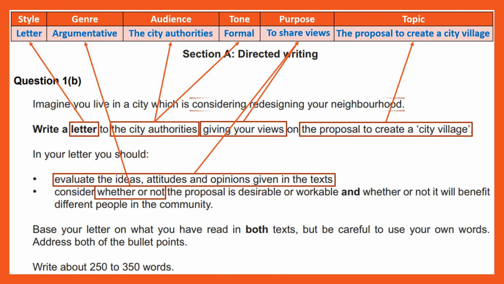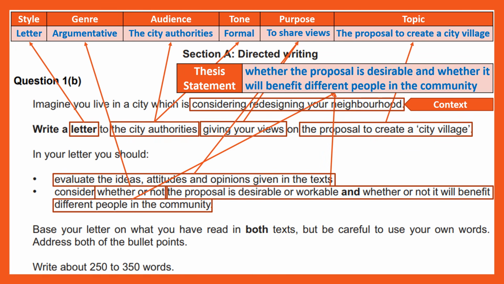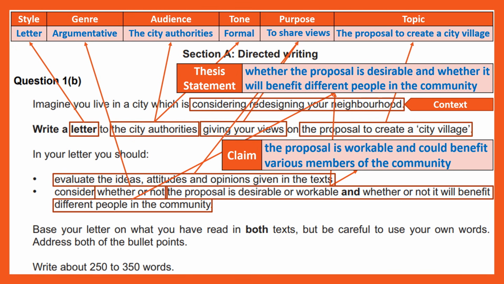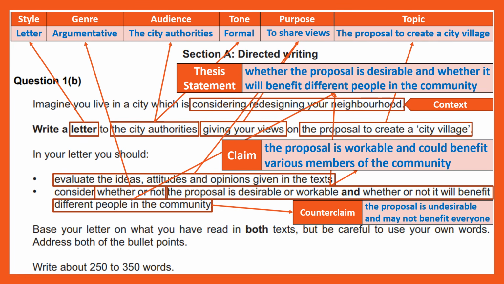What is the context of the letter? Considering redesigning your neighborhood. What is the thesis statement of your argument? Whether the proposal is desirable and whether it will benefit different people in the community. What is the claim of your argument? The proposal is desirable and will benefit various members of the community. What is the counterclaim of your argument? The proposal is undesirable and may not benefit everyone.